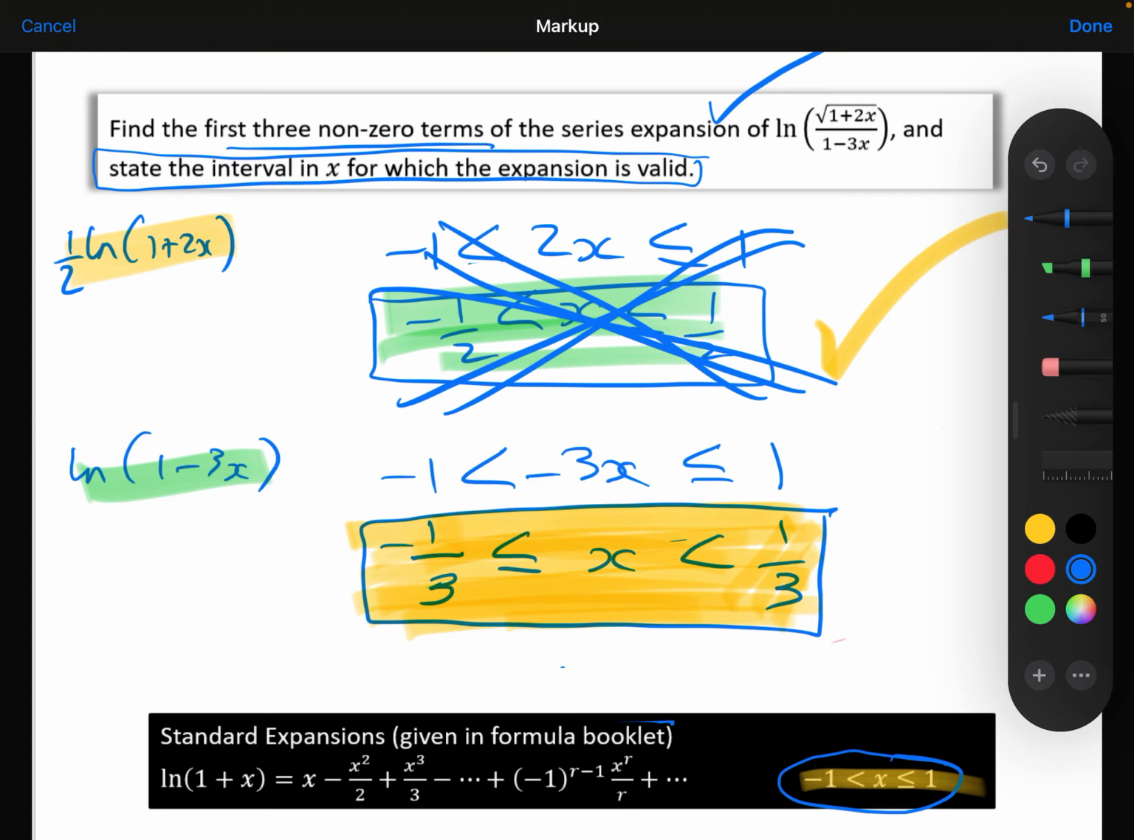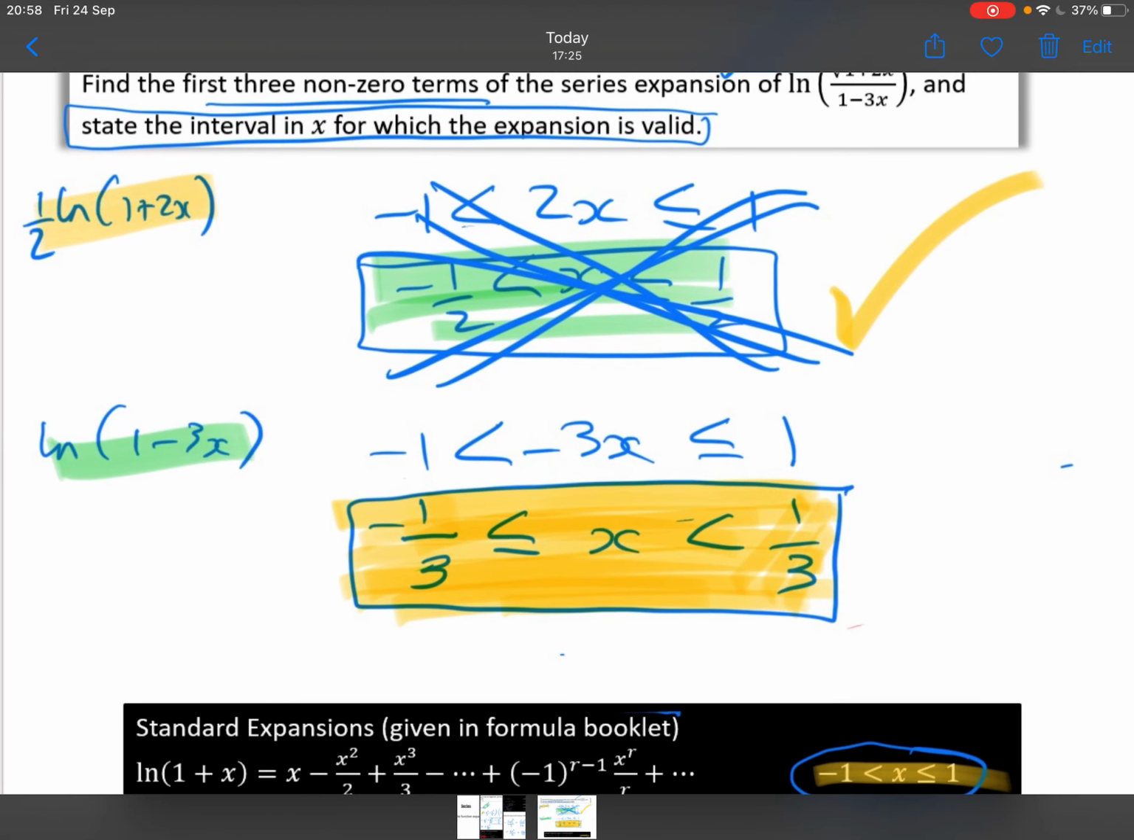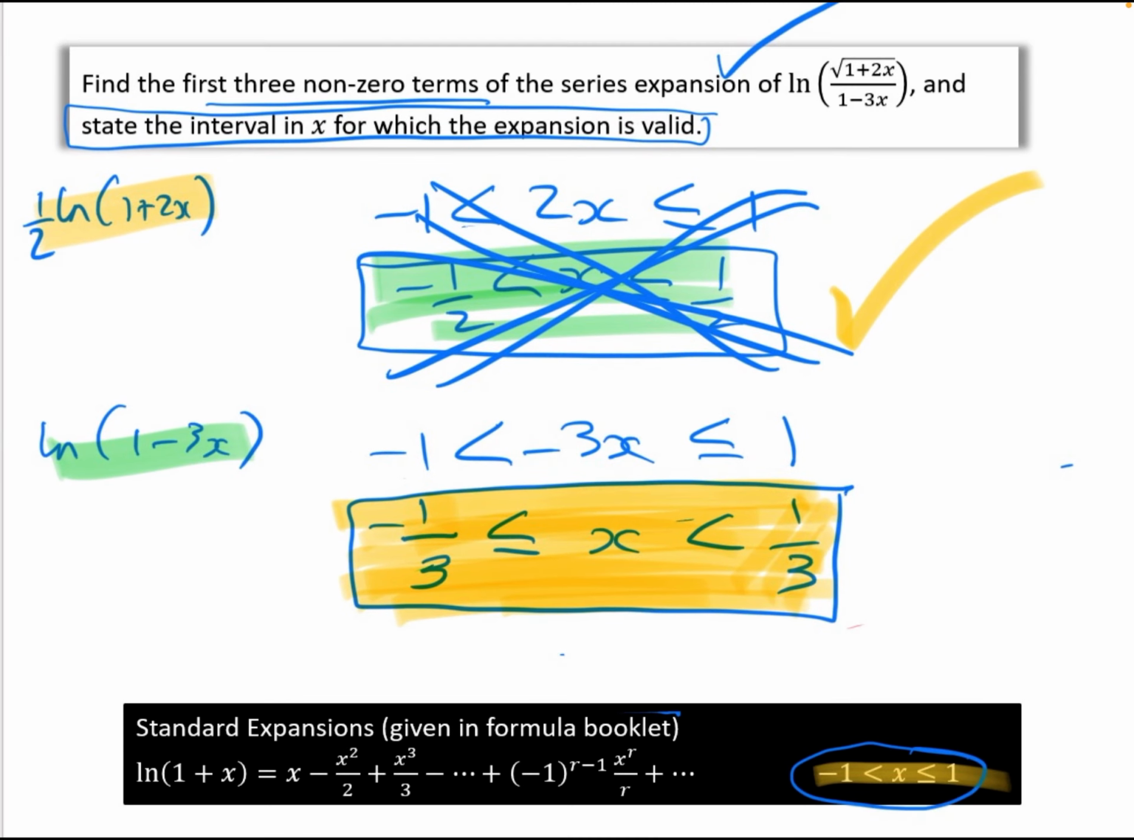And there we go. So that's how you can use combinations of the Maclaurin series expansions to expand more complicated functions.